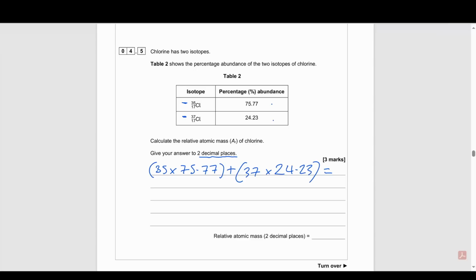Now, doing all of that, you'll come out with an answer of 3,548.46. However, what we need to do now is take into account this percentage. Because if you remember in the question, the values that were given to us were percentage abundances. So to do that, we need to divide this value that we've calculated by 100. So dividing that by 100 now, we should come out with an answer of 35.48 to 2 decimal places.